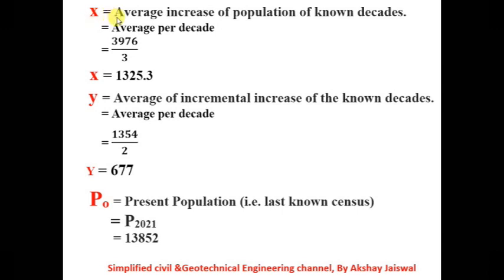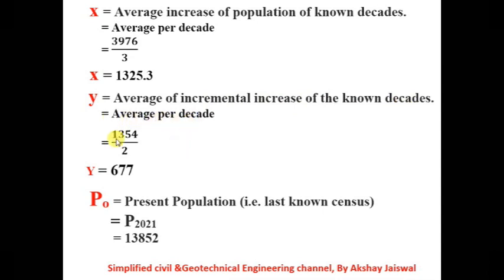Now we will find the value of x and y. X is the average increase of population of known decades. It is also called the average per decade. We will get the value of x by adding all values and dividing by 3. We will get the value of x as 1325.3. Now we will find the value of y, where y is the average of incremental increase of the known decades. It is also known as the average per decade.